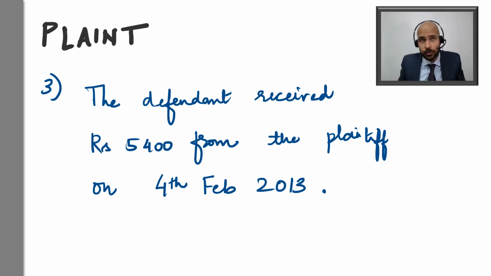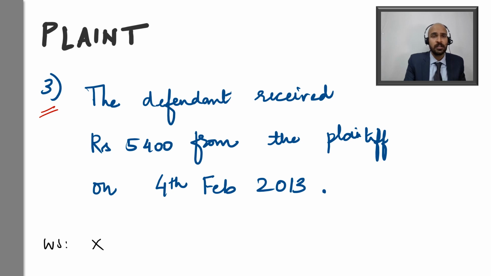So you can see here that you actually have an example from here going up to this. You can pause the video and try understanding this example by yourself. So here's my example for you. Let's say the third paragraph in the plaint contains this fact. It says that the defendant received rupees 5,400 from the plaintiff on 4th February 2013. Now in the written statement, you can't simply say no, or you can't say that para 3 is untrue. You can't say that. What you have to really say is something that's pretty detailed.